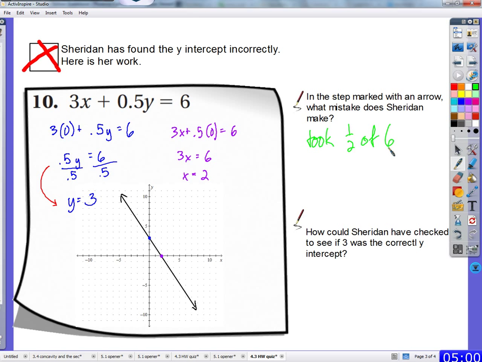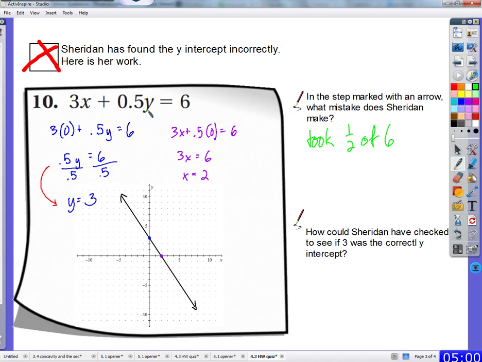So she got 3. How could Sheridan have checked to see if 3 was correct? Yeah, plug it in. Plug in 3. Is that all we need? Y is 3, x is 0. That's what we did. We plugged in 0 for x in the first place and found y was 3. So 0 and 3 should work for x and y.